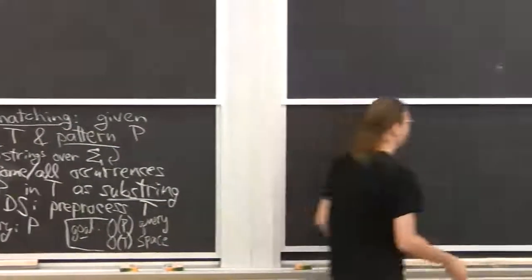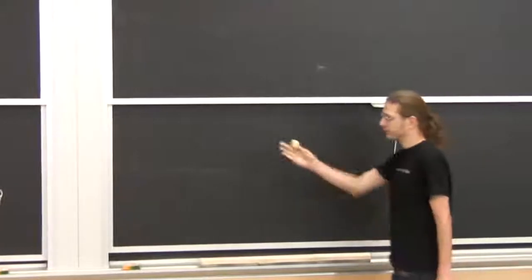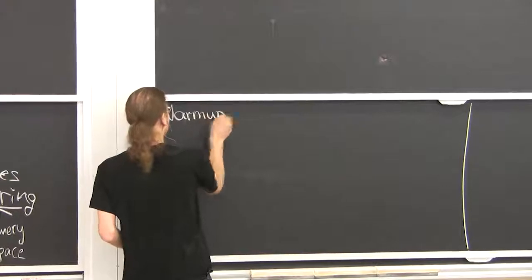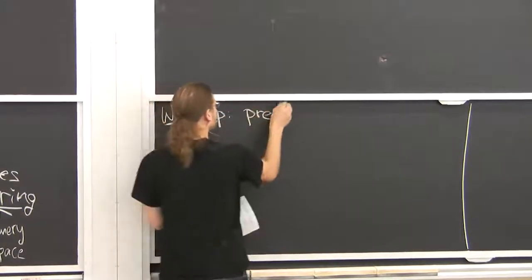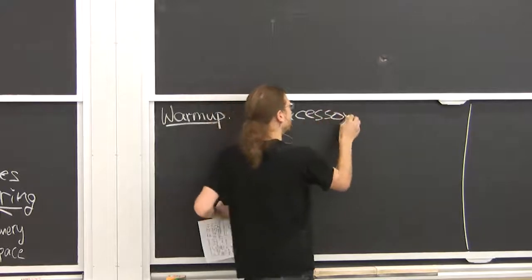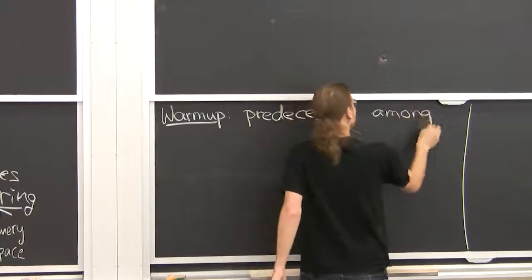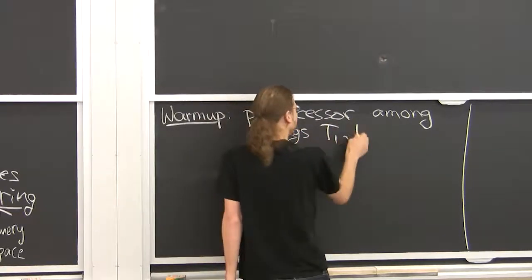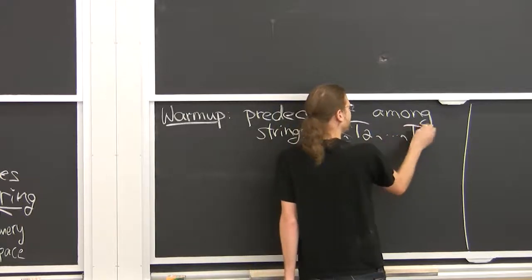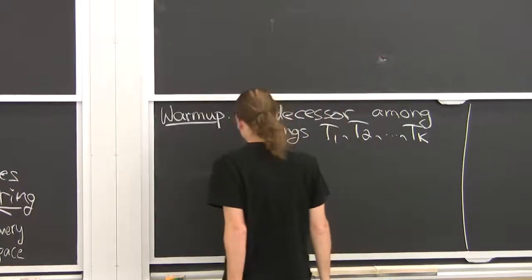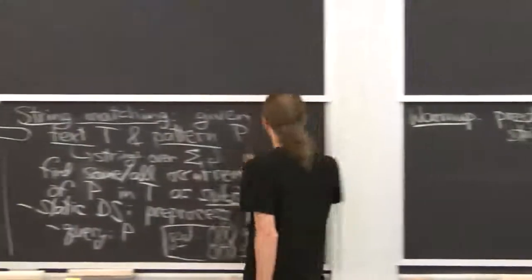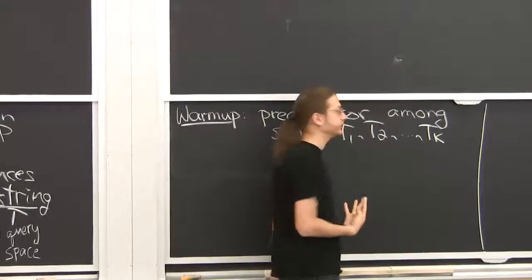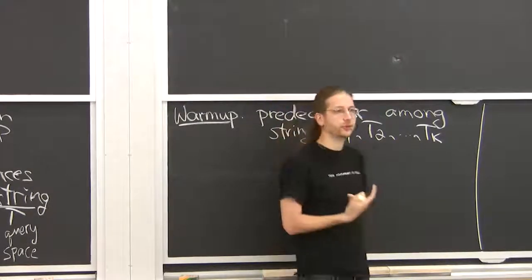Before we get to that problem, I want to solve a simpler problem, which is necessary to solve this one. I'll call it a warm-up. And it's our good friend, the predecessor problem, but now among strings. So let's say we have k strings, k texts, t1 to tk. And now the query is you're given some pattern P, and you want to know where P fits among these strings in lexical order. So regular predecessor, but now comparison is string comparison.